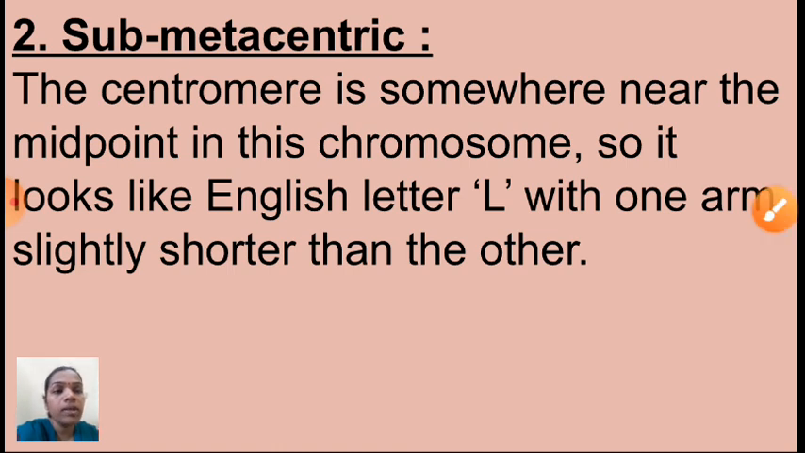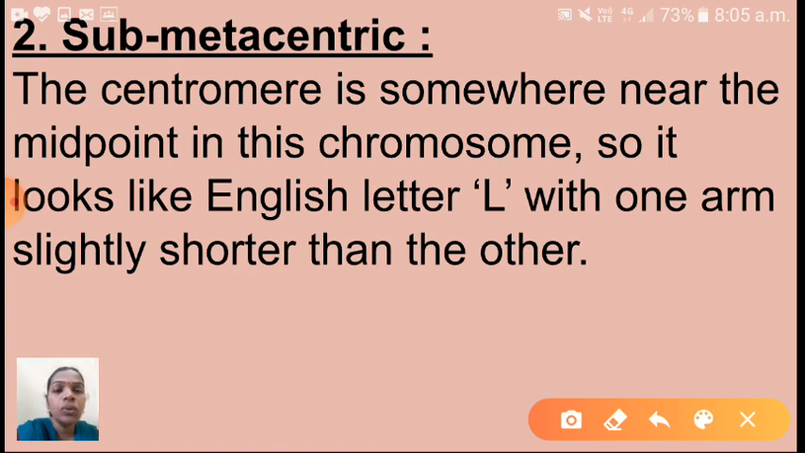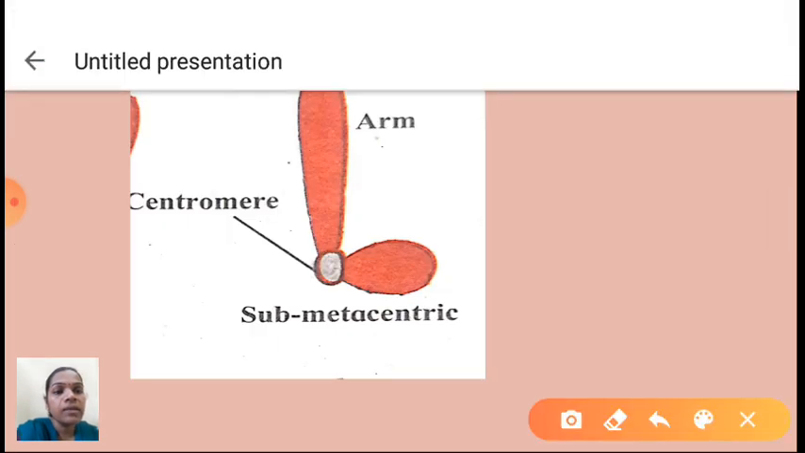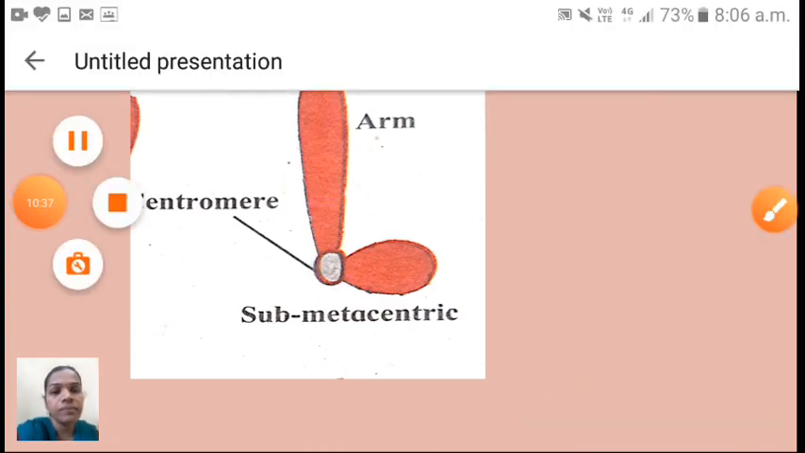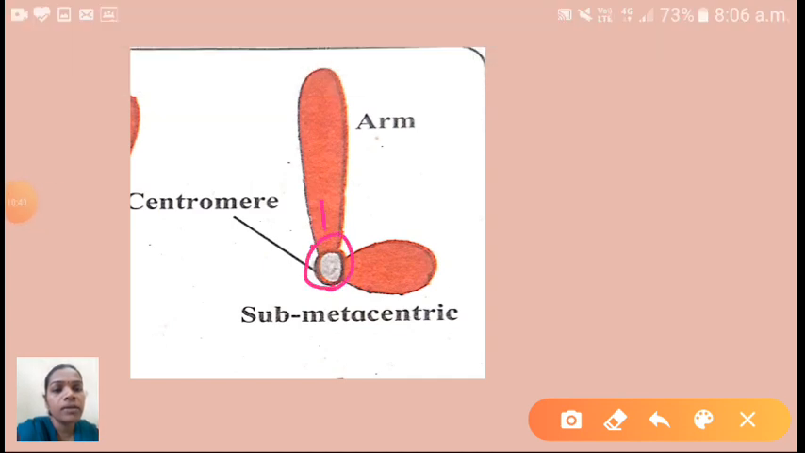The centromere is somewhere near the midpoint in this chromosome, so it looks like the English letter L, with one arm slightly shorter than the other. Okay children, see here. Yes, this is the midpoint, and near the midpoint the centromere is there.